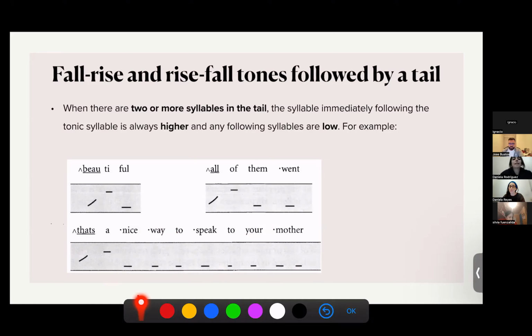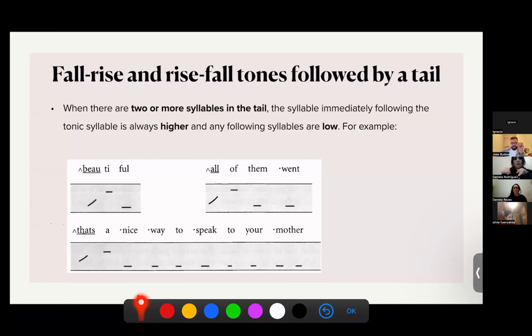Ms. Rodriguez: That's a nice way to speak to your mother. This is a nice way to. Es que me confundo, sorry, me confundo cuando están muy seguidos los dot. Es todo el rato stress, right?